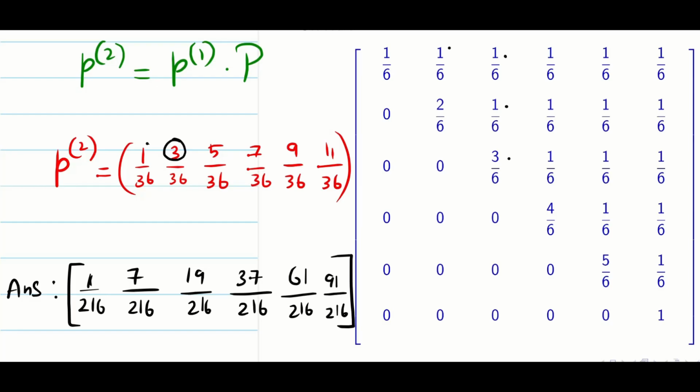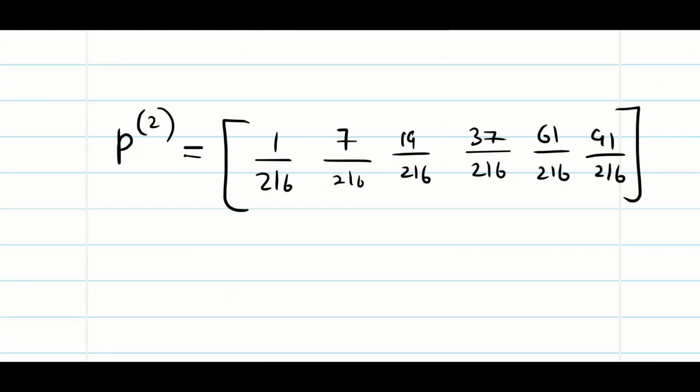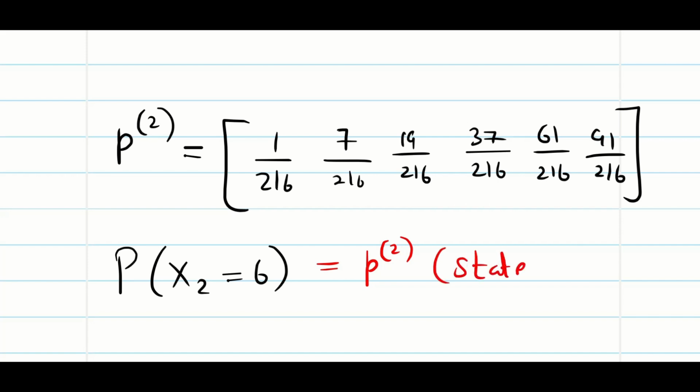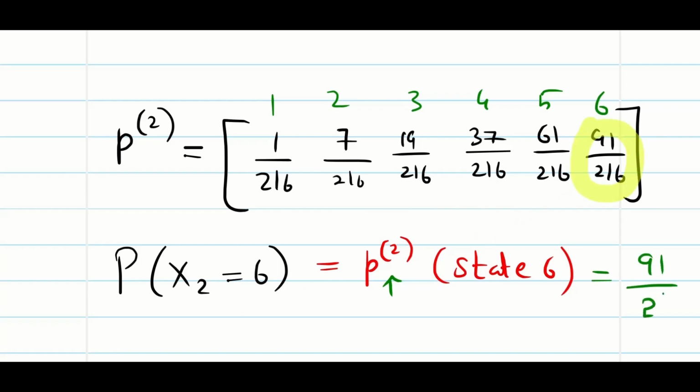So this is my answer. So let us write it in a proper way. So let us write P2 separately. Now this is the answer. We have to find the probability of X2 equal to 6. It's pure probability. As we said, P2 at state 6. So from the above data, we know the states are 1, 2, 3, 4, 5, 6. P2 state 6 is going to be 91 by 216. So this is the answer for the first part of the problem.